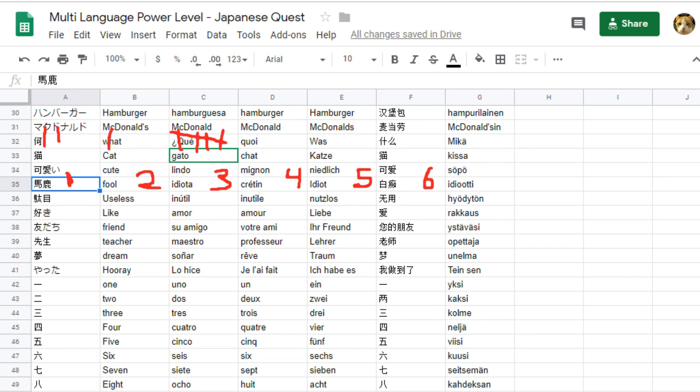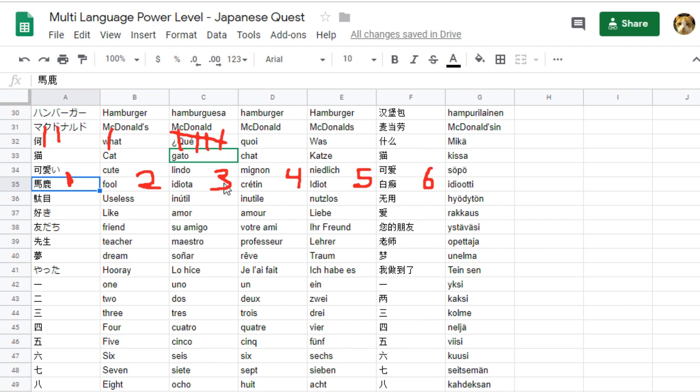I thought we might get some for Cretan, because that was a good one. I kind of like the Finnish one, too. So it looks like for idiot, it looks like Idiota wins. Maybe let's bold these if they win. Just kind of for fun.